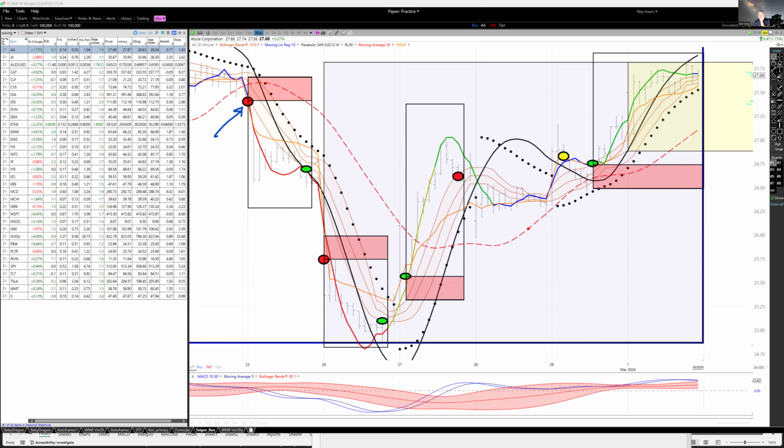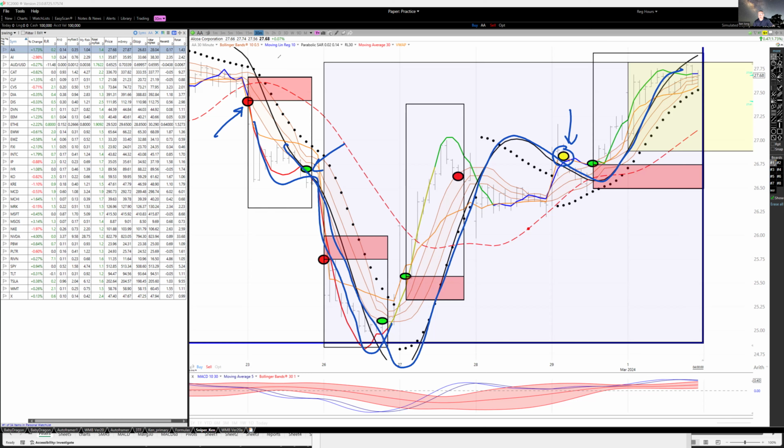Red dots are sells, green dots are buys. Yellow dots are places where I thought hard about taking a position and didn't, and usually regretting that. The thick black line is a 30-period moving regression line. That's the slow regression line compared to the 10, which is a fast regression line.